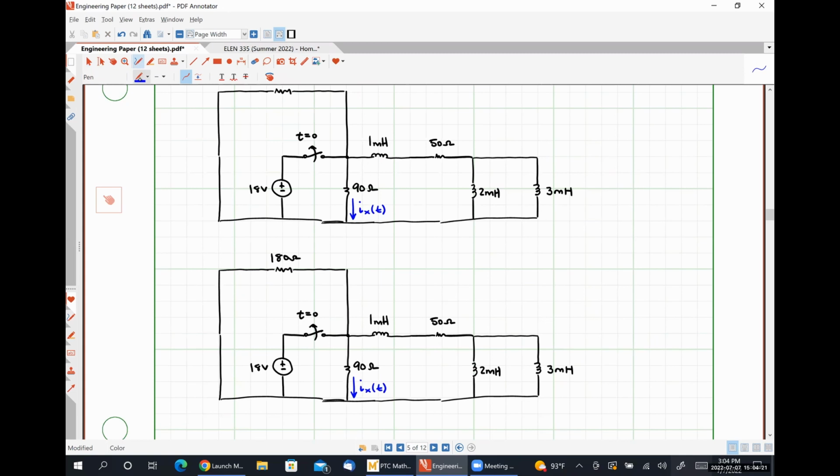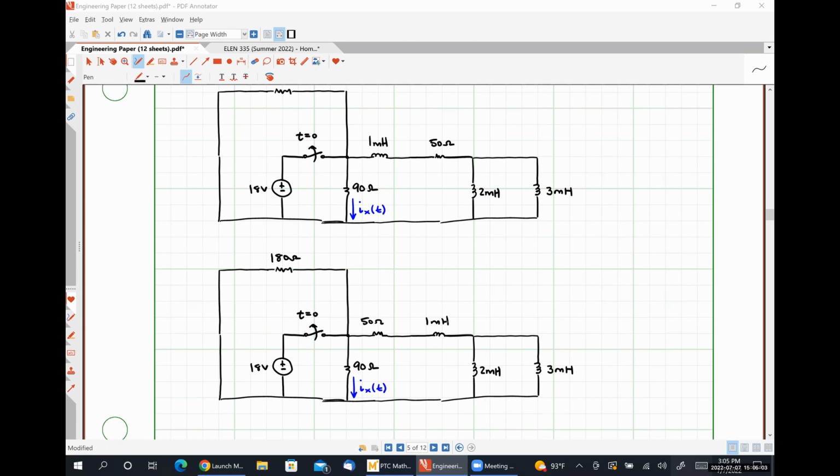If I swap the placement of the 50 ohm resistor and 1 millihenry inductor, is that going to change the behavior of the circuit at all? No. Whenever two elements are connected in series, like that inductor and resistor are, I can change their order and it doesn't harm anything.